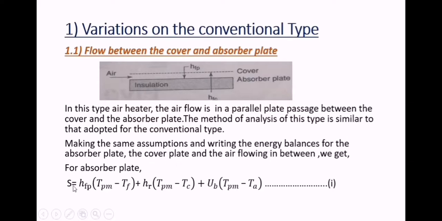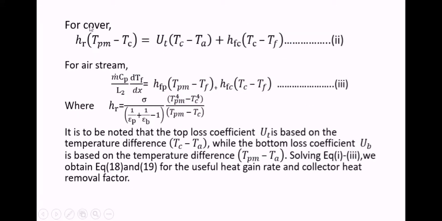we get the equations. For the absorber plate, S is equal to HFP into TPM minus TF plus HR into TPM minus TC plus UB into TPM minus TA. Then for the cover plate, the energy balance equation is HR into TPM minus TC, which is equal to UT into TC minus TA plus HFC into TC minus TF. Then for the airstream, the equation is m dot Cp divided by L2 into dTf divided by dx, which is equal to HFP into TPM minus TF plus HFC into TC minus TF.